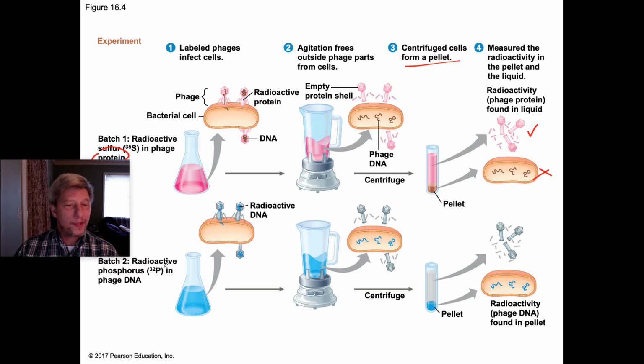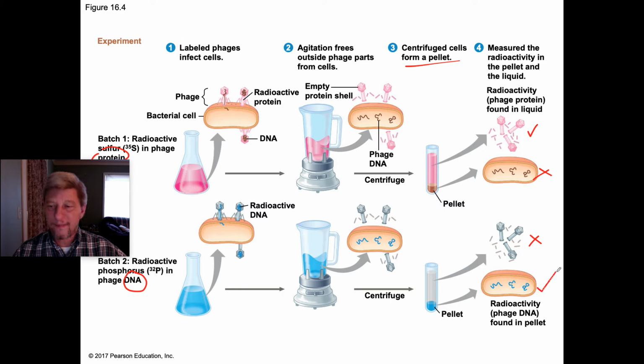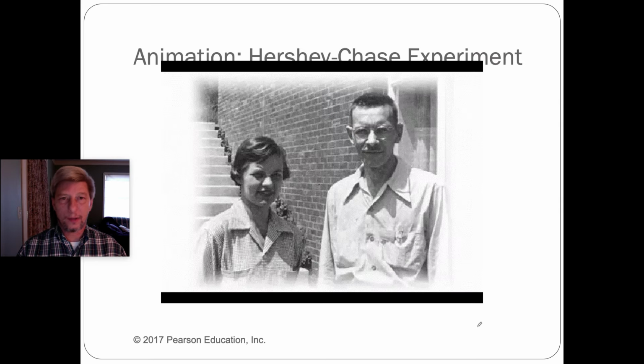Now in batch 2, they did kind of the same thing, but this time they put radioactive phosphorus in DNA. Same basic procedure. They allowed the phage to infect the bacteria, then they stirred them up to release the protein coats and centrifuged them down. This time they found no radioactivity in the liquid portion, but they found radioactivity inside the pellets, therefore meaning that the cells had been infected. So that indicated that it was the DNA in these viral bacteriophages that was infecting the bacteria.